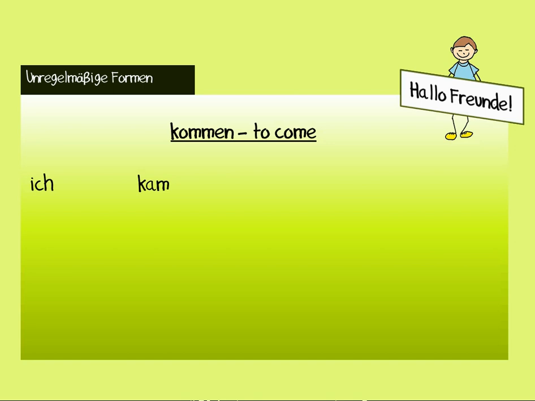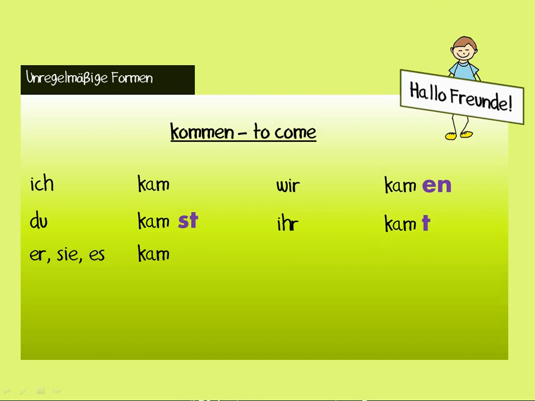Ich kam, the stem stays the same. Du kamst, present tense ending here. And then remember the ich and er/sie/es forms are the same. So easy, er/sie/es kam. And again in the plural, we add plural endings. Wir kamen. These are the same endings as you would use in the present tense, except now you have the preterite stem here. Ihr kamt, again, present tense ending, preterite stem. Und sie kamen, same as the wir form.